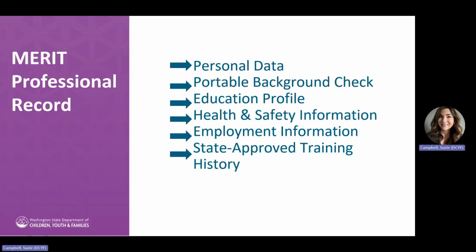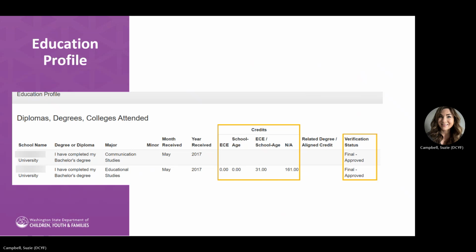When looking at the provider's professional record, the main areas to review are their personal data, including the individual's email. It is important this is current so the individual receives communication about their account and qualifications. Also review the portable background check, education profile, the completed health and safety information, employment information, and state-approved training history.